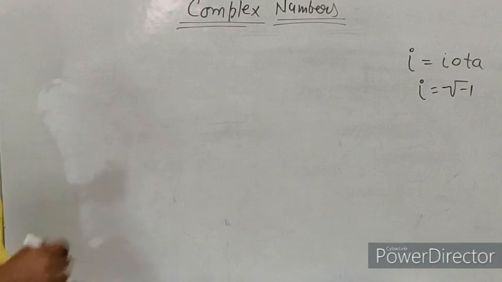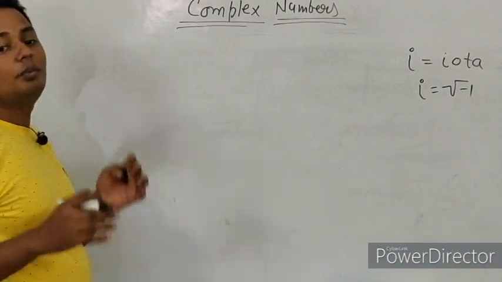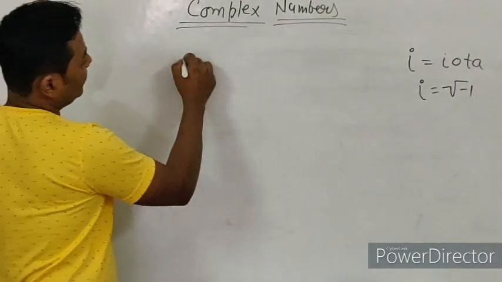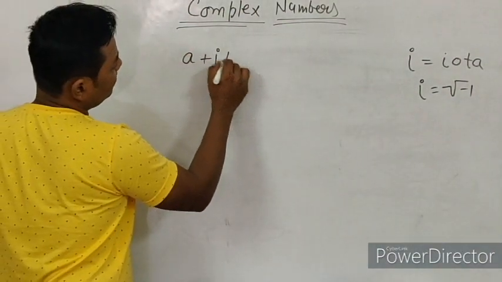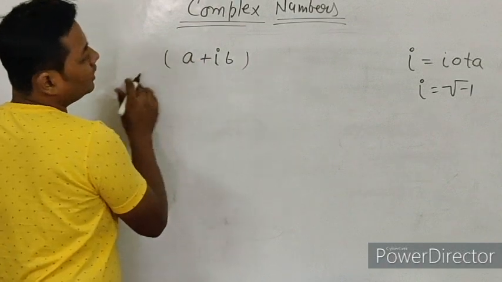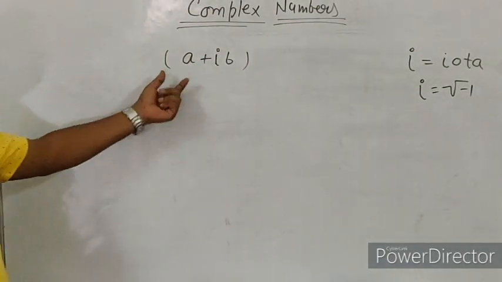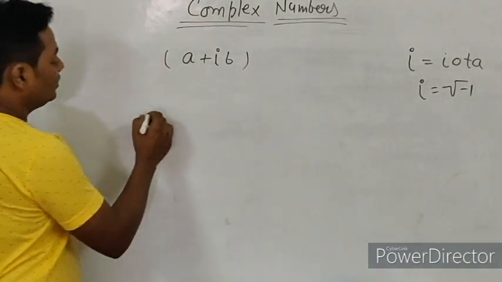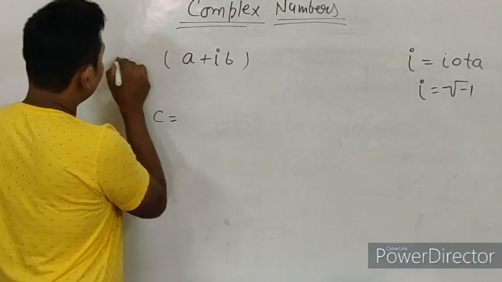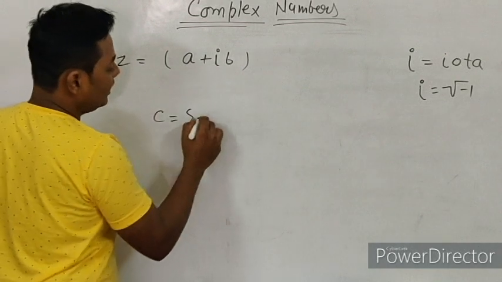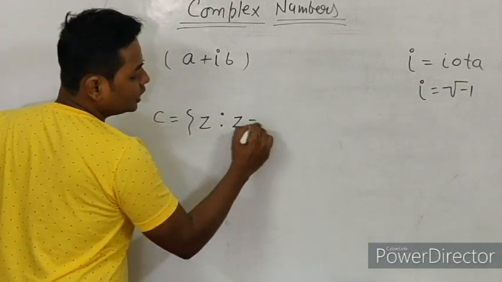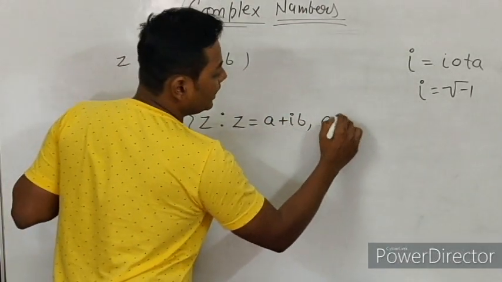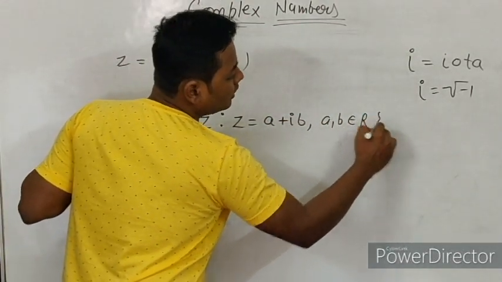What is a complex number? A complex number is the combination of a pure real number and a pure imaginary number. It is denoted by a plus iota b. This is iota. So a complex number is a combination of a pure real number and a pure imaginary number. Here, if we talk about a set C, then z such that z is equal to a plus iota b, where a and b belong to the real numbers.